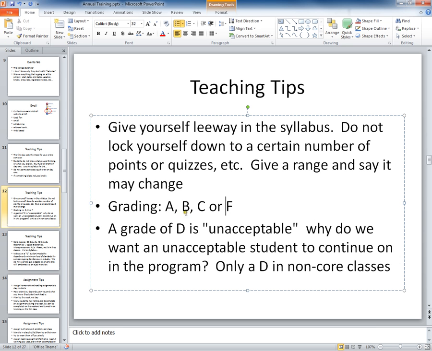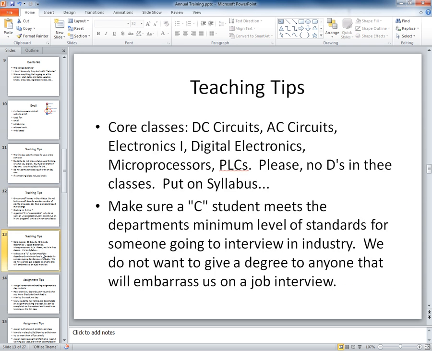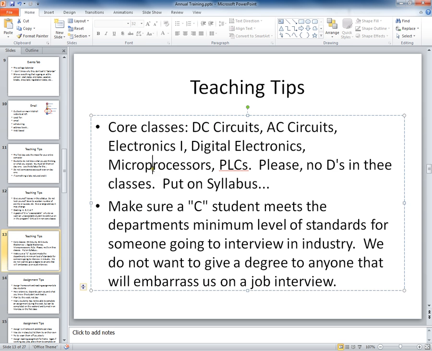So on your syllabus, all you have to do is say 90 and above is A, 80 and above is B, 70 and above is C, anything below 70, F. And let them know that on day one. Core classes are DC circuits, I already talked about this, microprocessors, PLCs. I would suggest that you not give, please, no Ds in these classes.